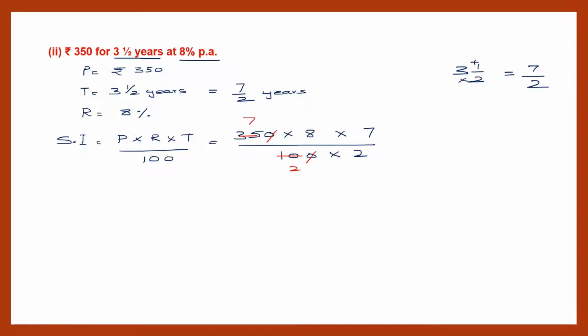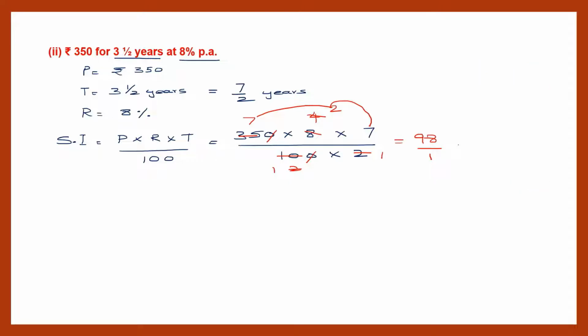I can also cancel 2 and 8. 2 1s are 2, 2 4s are 8. Again I can cancel 2 and 4. 2 1s are 2, 2 2s are 4. Now there's nothing else to cancel. Let's multiply the numerators. 7 2s are 14, and 14 into 7. 7 4s are 28, carry 2. 7 1s are 7, 8, 9. So this is 98, and in the denominator 1 into 1 is simply 1.